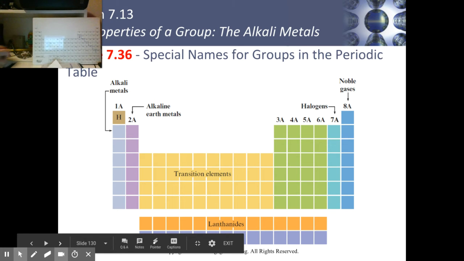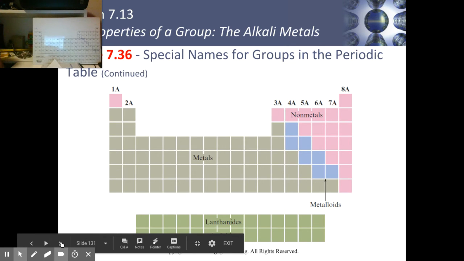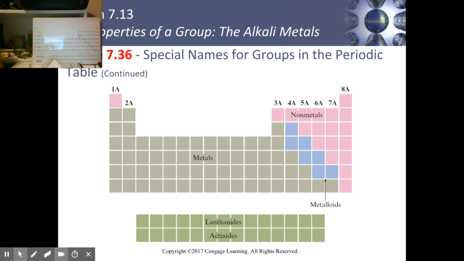Group 1A are known as the alkali metals. Group 2 is known as the alkaline earth metals. These are our transition metals. Group 7A are known as the halogens, and these guys over at the end are known as the noble gases. Everybody wants to be like the noble gases. Down here are our rare earth metals. We have our lanthanides and our actinides. And this slide just shows you the division between the metals and the nonmetals. Make sure you know that hydrogen is a nonmetal.